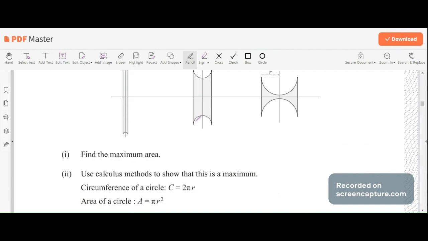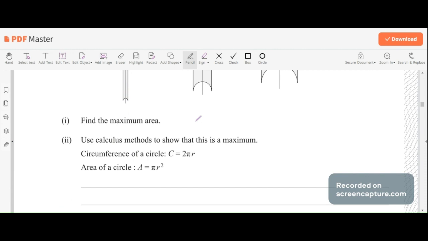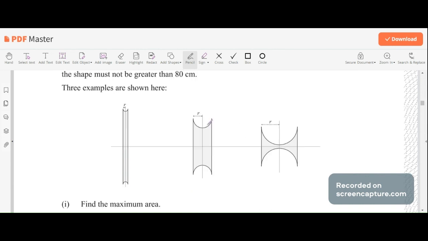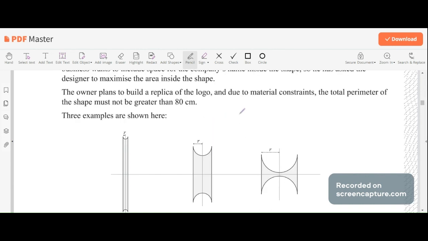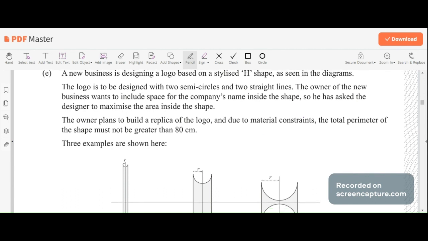Here's some examples here. So when you find the maximum area, use methods to show that this is the maximum. Okay, so we need to have the perimeter equal to 80. So let's first do an equation for that. Just checking two semicircles. So those are designed with 2 semicircles, 2 straight lines.